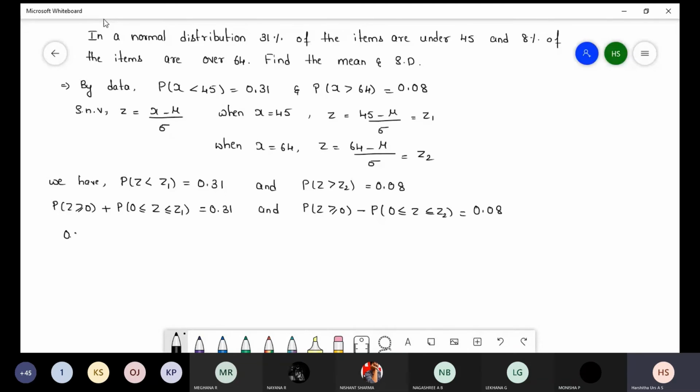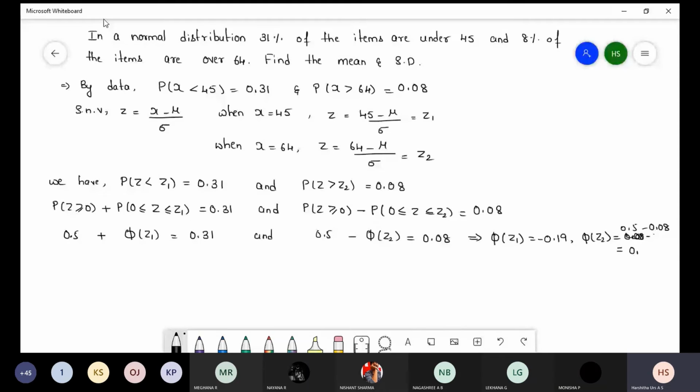So here 0.5 plus this, I will call it phi of Z1, is equal to 0.31, and 0.5 minus phi of Z2 is equal to 0.08. So what is the value of phi of Z1? It means 0.31 minus 0.5, which is minus 0.19. Next, phi of Z2 means 0.5 minus 0.08, that is 0.42.